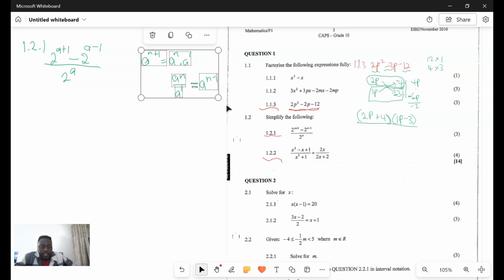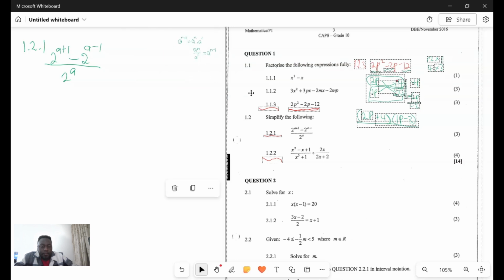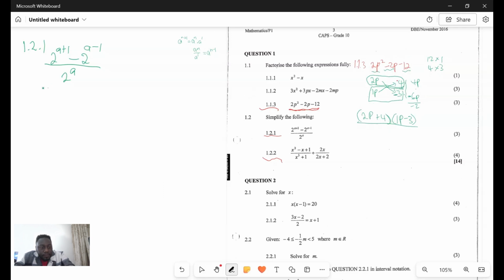Let me just keep this here for reference's sake, and then let's proceed. I'll divide the 2 into its individual forms, like this: minus 2 to the power of a, and also 2 to the power of minus 1, and then all divided by 2 to the power of a. Do you see that there's a common factor here on top?